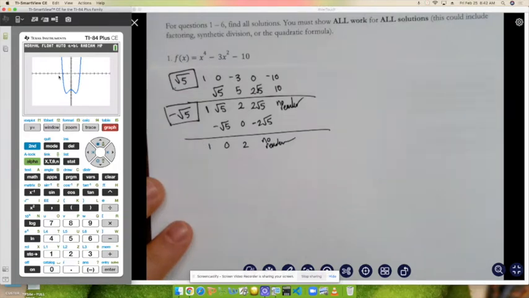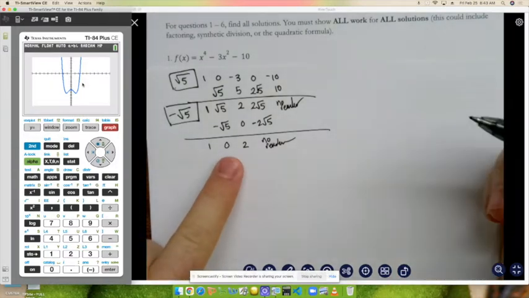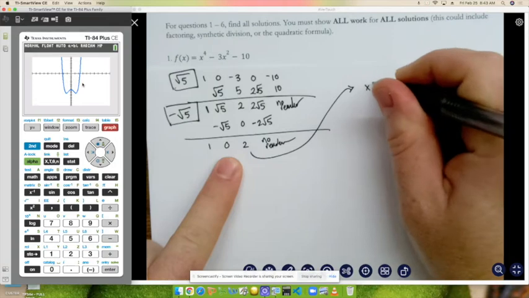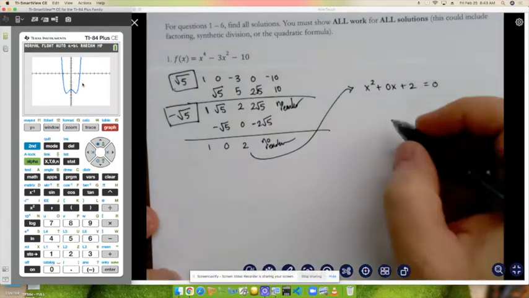But where are the other two? They don't cross the x-axis. The other two are going to be imaginary. So how do you get those imaginary numbers? You take the quadratic that's left over. In this case, it's x squared plus 0x plus 2. And you just need to solve that quadratic.